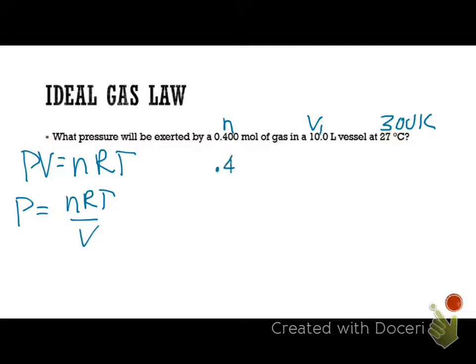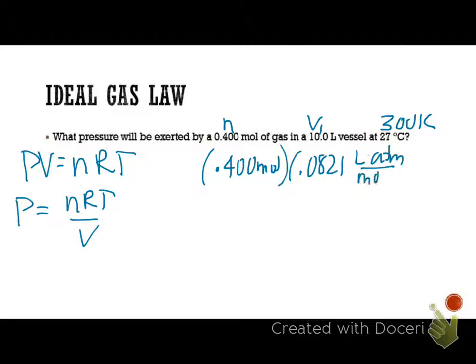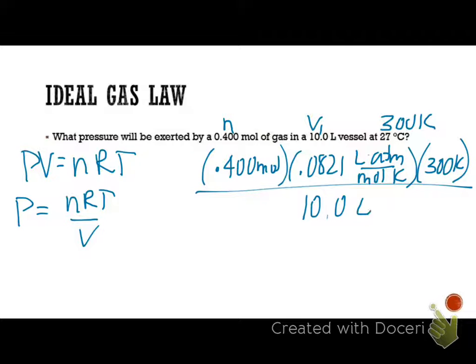So we have 0.400 moles. We have our R value, 0.0821 liter atmosphere per mole Kelvin, 300 Kelvin, divided by 10.0 liters. So let me show you, moles are going to cancel, liters are going to cancel, and Kelvin is going to cancel, which leaves us with our unit of atmosphere, which is good because that's what we want. So we throw that in the calculator, and we should get 0.985. That should have been a 300.